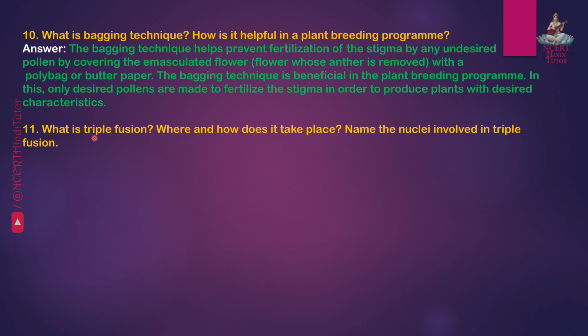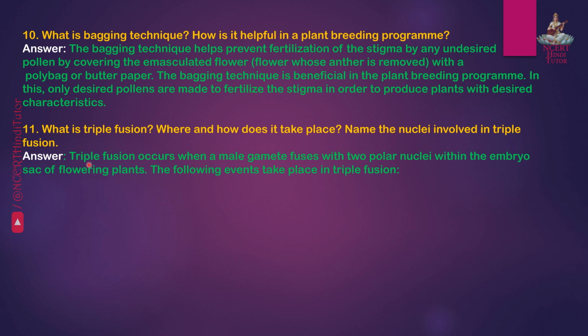Question 11. What is triple fusion? Where and how does it take place? Name the nuclei involved in triple fusion. Answer. Triple fusion occurs when a male gamete fuses with 2 polar nuclei within the embryo sac of flowering plants. The following events take place in triple fusion. The pollen grains get dusted on the stigma and germinate, giving rise to a pollen tube that enters the ovule.